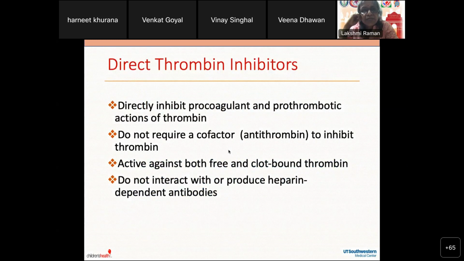I'm going to shift gears a little bit and talk about direct thrombin inhibitors, because it is certainly the way that many centers in the US are going, and it is a drug on the horizon. How does a direct thrombin inhibitor work? It directly inhibits the procoagulant and prothrombotic actions of thrombin. It does not require a cofactor, which is a big advantage. It acts against both free and clot-bound thrombin, so it helps to dissolve the existing clot as well. And it does not react with or produce heparin-dependent antibodies, so that's another big advantage. Next slide, please.